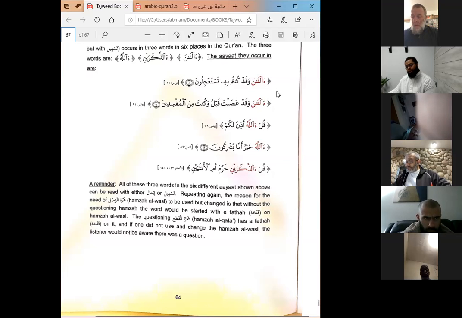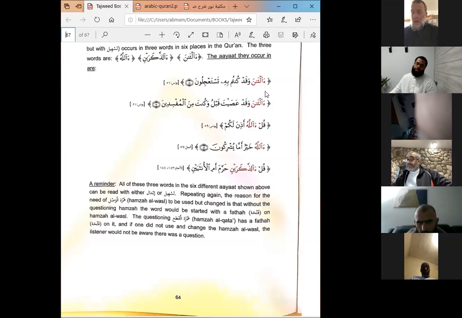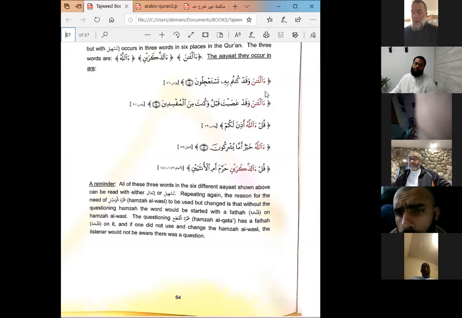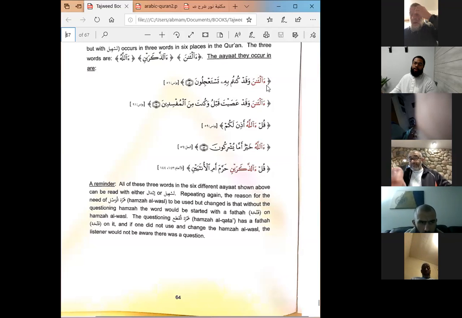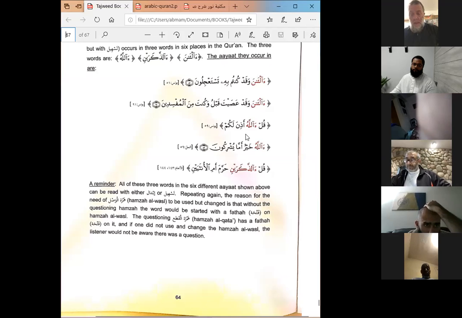The second way is tasheel, an eased hamza. So you wouldn't say al, you'd say al. The first one is a hamza. Second one is an eased hamza. آلآن. آلله. آلذكرين.